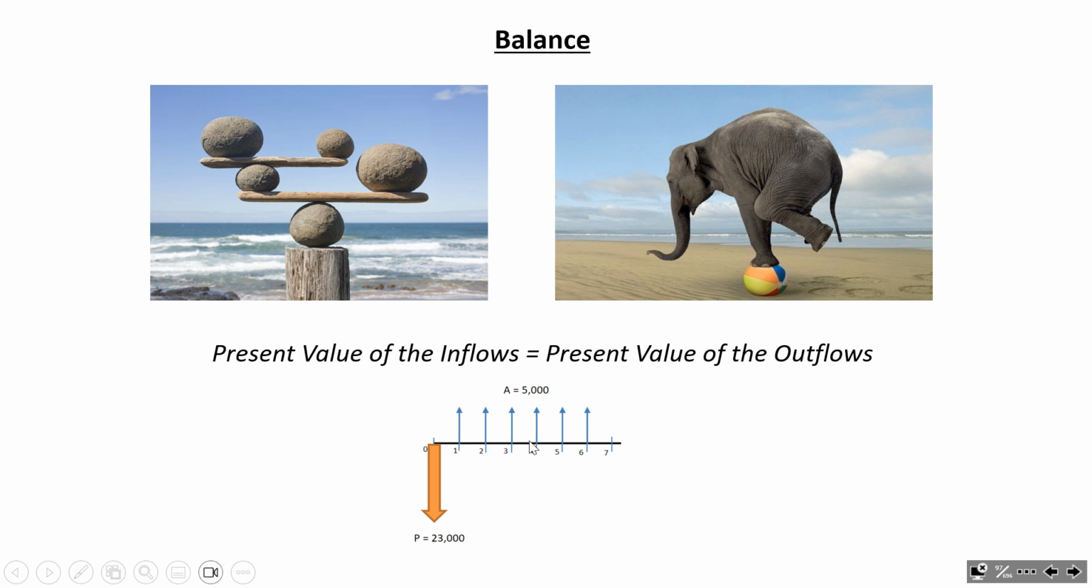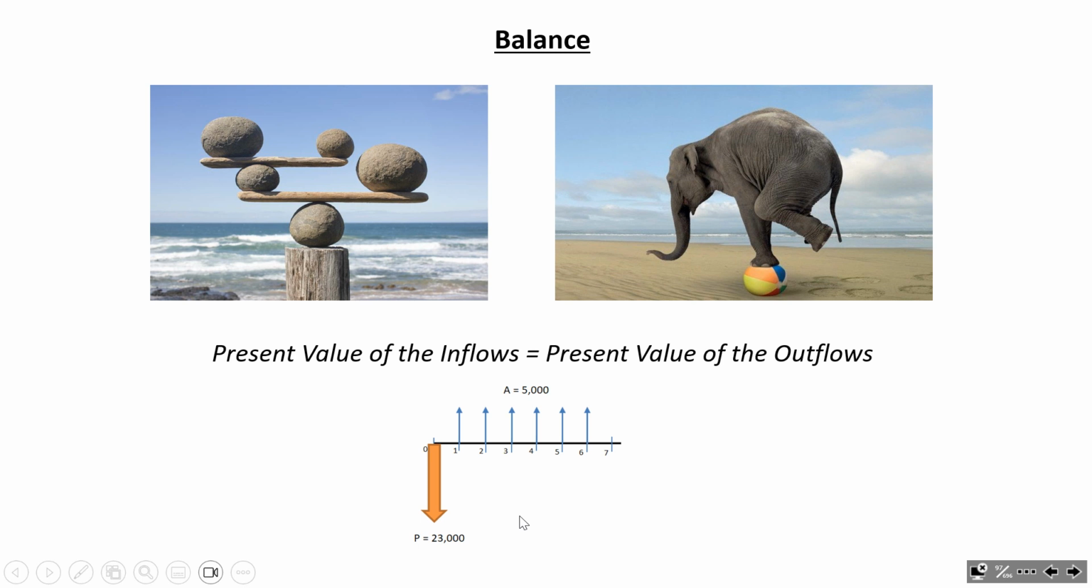So we can see, we can count them up. 1, 2, 3, 4, 5, 6. So you're going to get $30,000 over time. So I'm not saying that 23,000 is equal to 30,000. What I'm saying is that there is some interest rate where if you discount the future revenues at that interest rate, it's economically equivalent to 23,000. So what is the interest rate that would bring balance between the inflows and the outflows? Anybody know what the interest rate would be?